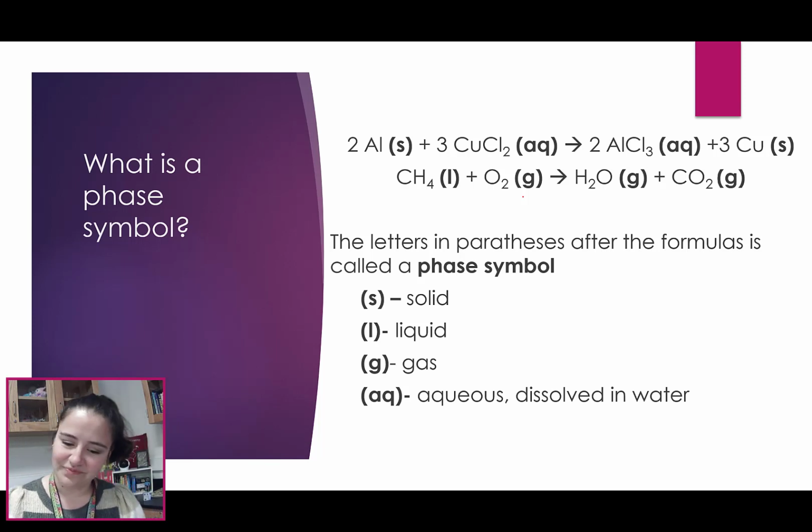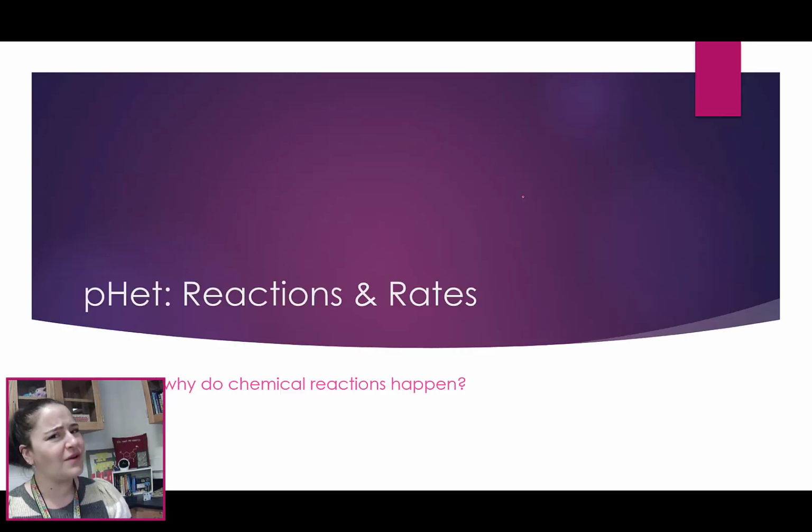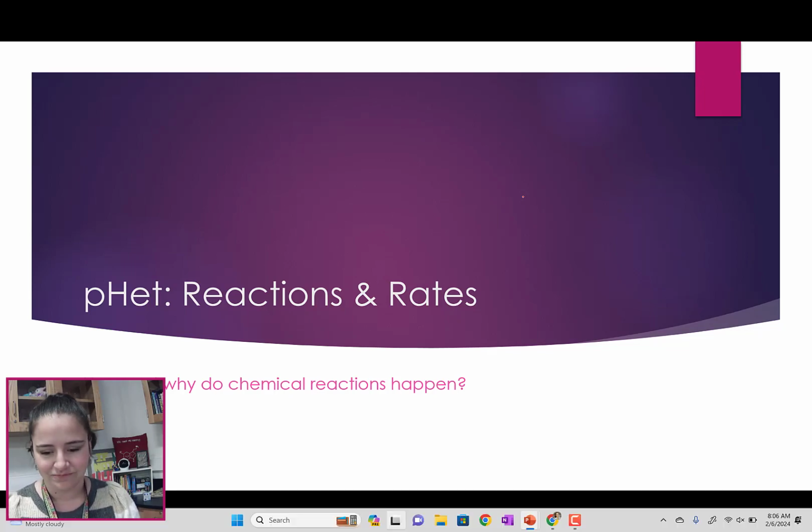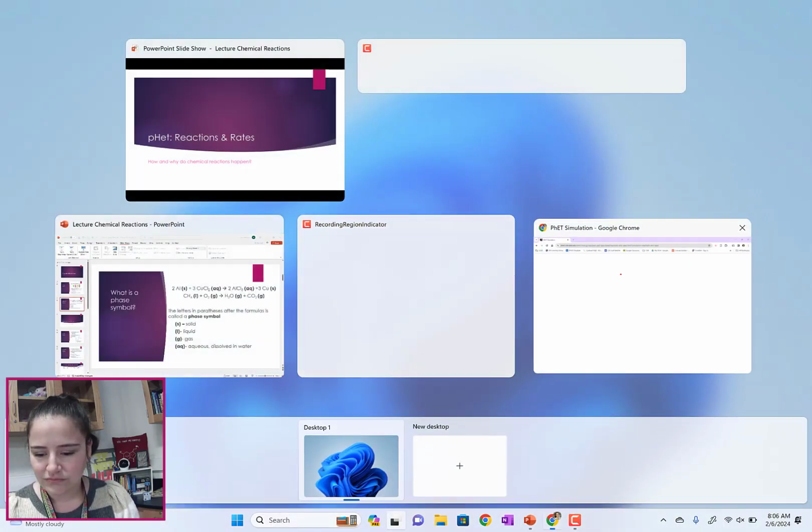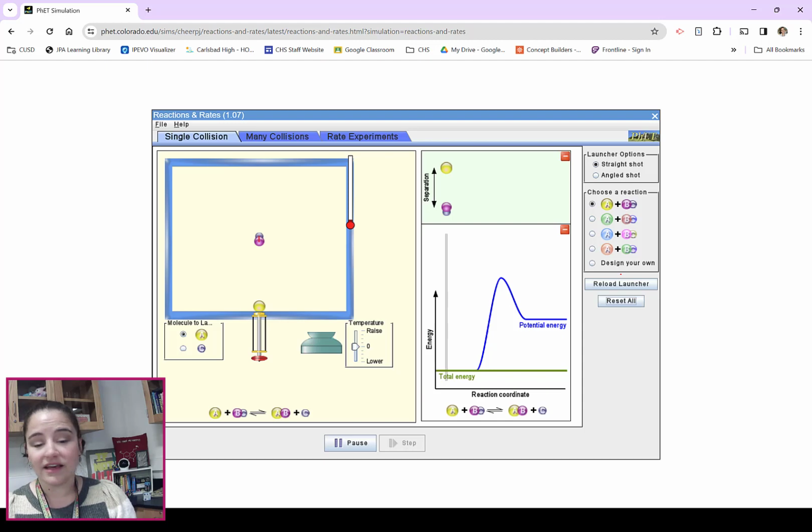Okay, cool. So how and why do chemical reactions happen? We're going to go ahead and flip over and look at a very simplified image of what's going on in a chemical reaction. So this is the FET reactions and rates. You can see the reaction right here.